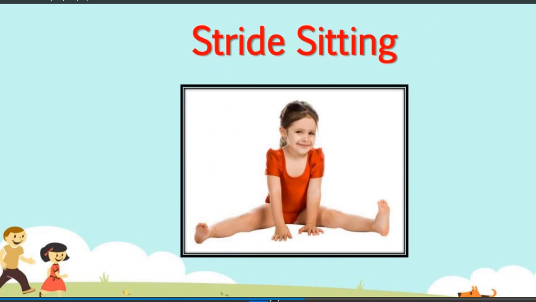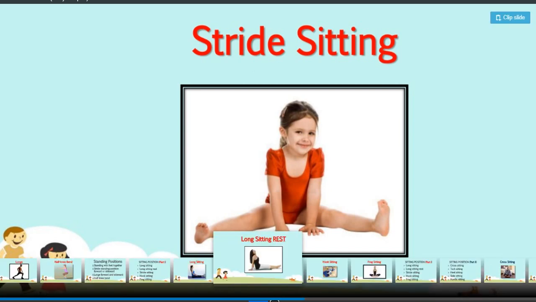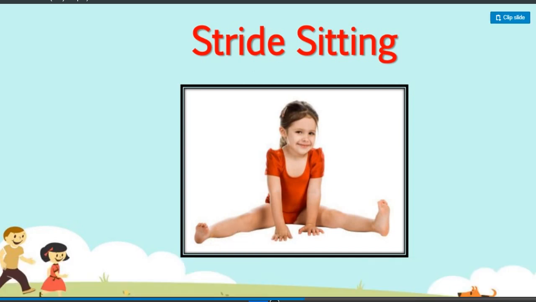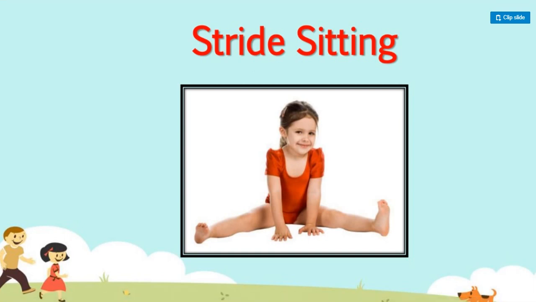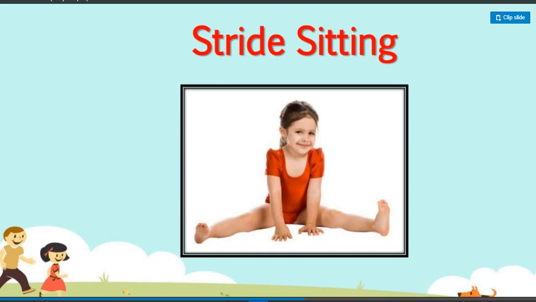Next is the stride sitting. In stride sitting, you sit on a flat surface, legs apart, toes pointing upward, arms forward, with the palms of your hands flat on the floor, and you're facing forward.